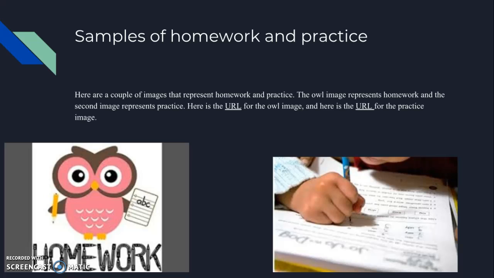Samples of homework and practice. Here are a couple of images that represent homework and practice. The first image of the owl with the pen and the paper represents homework the teacher has provided, and the second image represents a student applying what they have learned in class to complete their homework.